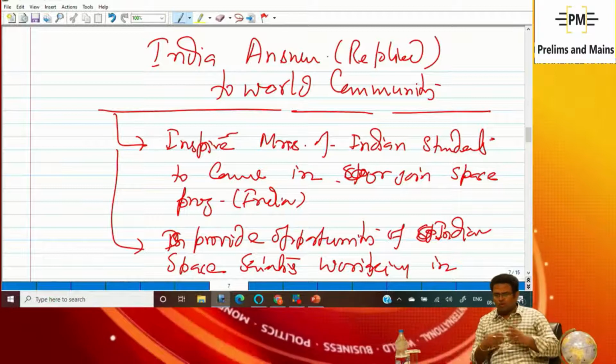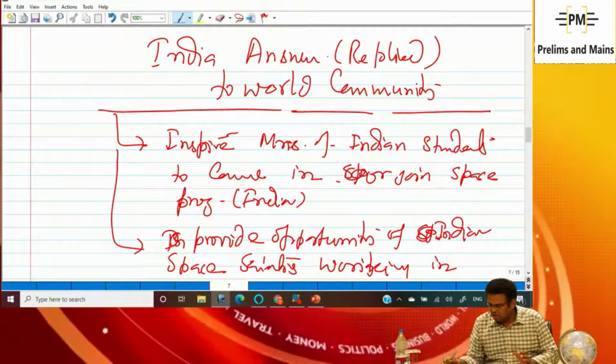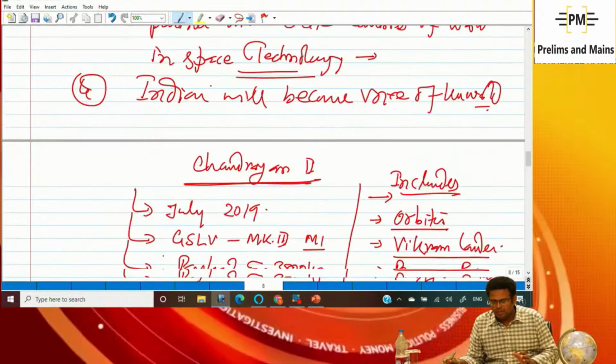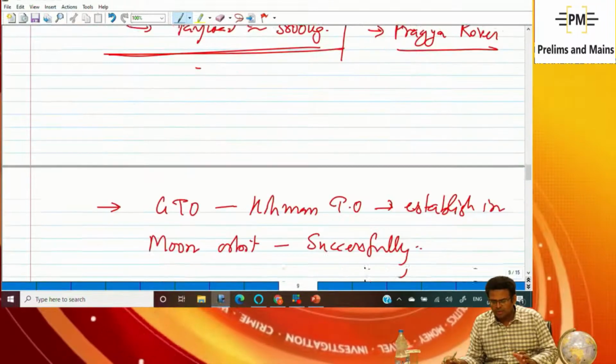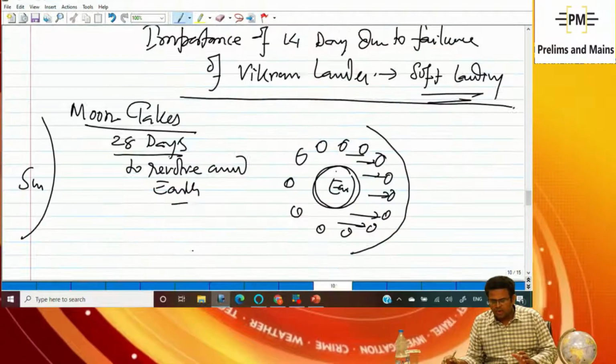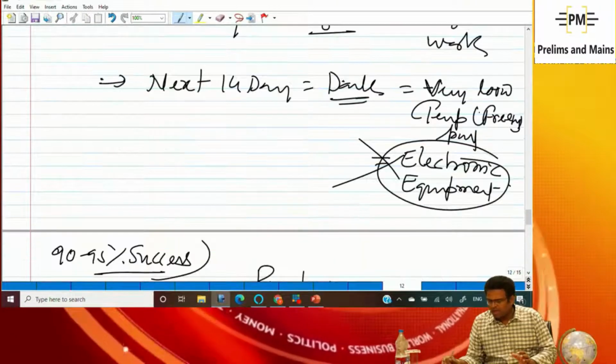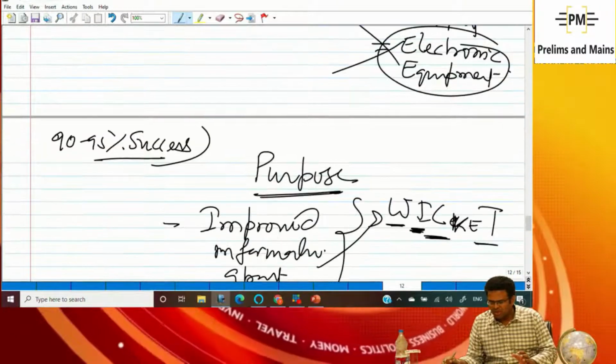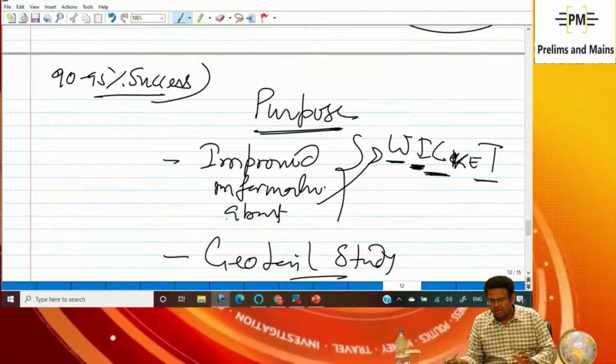So the same question can come for Chandrayaan 2, and the same kind of reply we have to give on the basis of the criticism. And the purpose is also the same, as I have said earlier. Only the purpose has changed here, only geotail, which I have discussed with you.